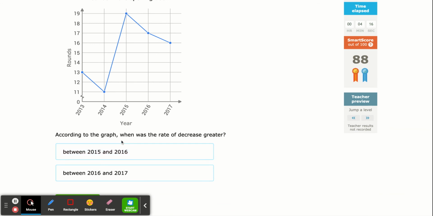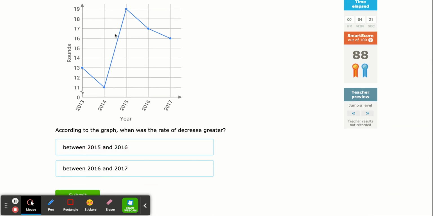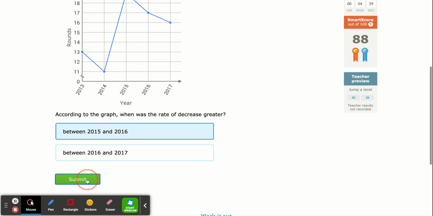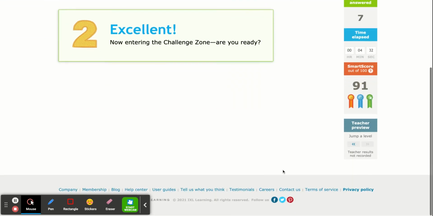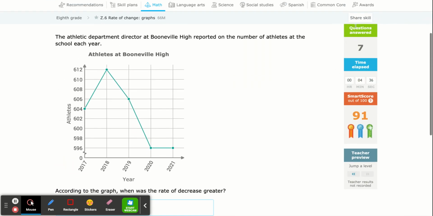According to the graph, when was the rate of decrease greater? Between 15 and 16, or 16 and 17. This went down 2, or this went down 1. So 15 and 16. If you have any questions on this, just please bring them to class, but this should be a fairly simple and easy lesson.